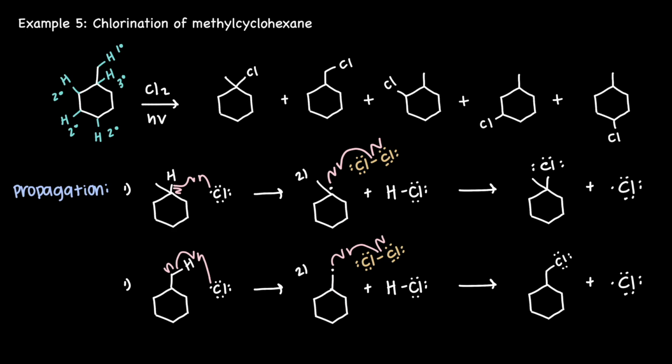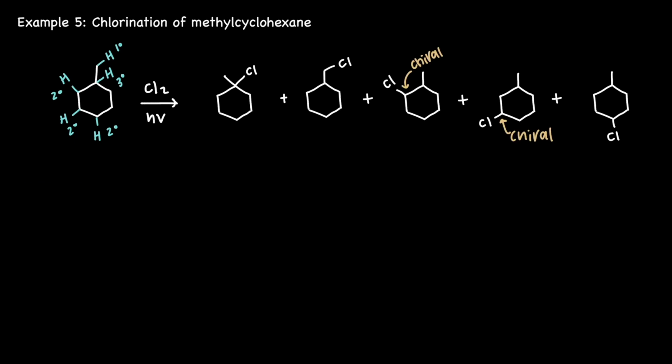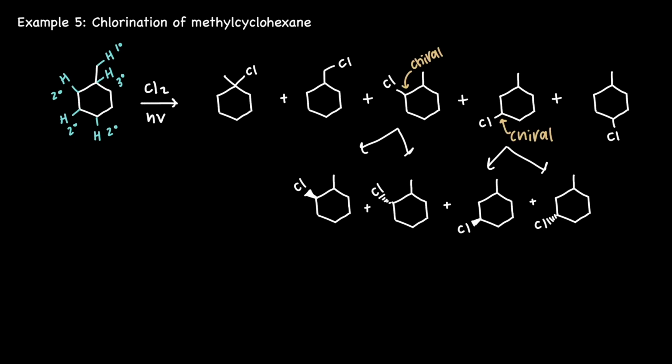Looking at the products, several constitutional isomers are formed. Next, we should look at all our products and see if we made any new chiral centers. For the new chiral centers created, both the R and S enantiomers will be produced. Finally, in the termination step, two chlorine radicals combine to form a chlorine-chlorine bond.